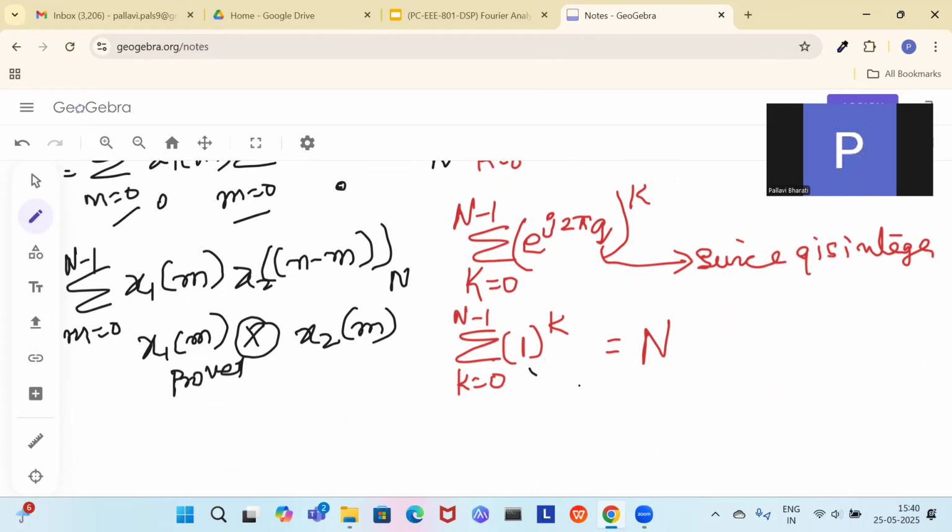The next class we will be doing circular correlation and Parseval's relation.